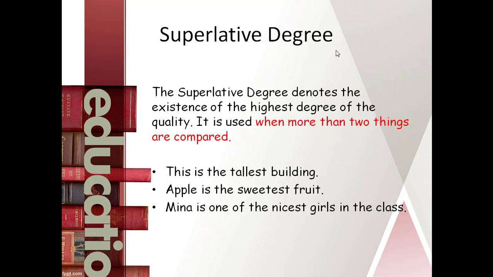Superlative degree. This type of degree denotes the existence of the highest degree of the quality. It is used when more than two things are compared. This is the tallest building. Apple is the sweetest fruit. Mina is one of the nicest girls in the class.